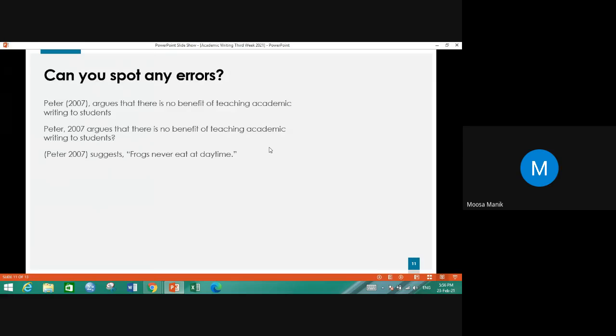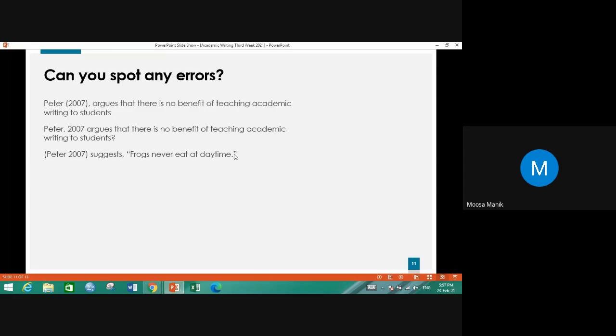So let me explain this to you. Peter should be outside, and then you have the brackets and "suggests," comma. That's correct. And open inverted commas mostly begin with a capital letter. So you have "Frogs never eat at the daytime," full stop, and close inverted commas. Okay? That may not be an error, but maybe we could have rephrased and paraphrased the part that we wrote in the inverted commas with what you have explained before.